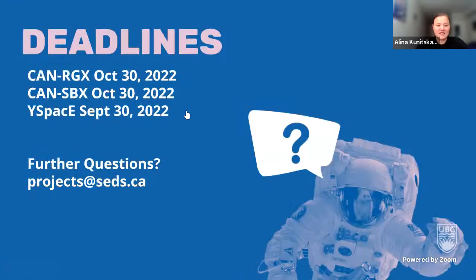And once again, the deadlines this year, CAN-RGX and CAN-SBX proposals are both due October 30th. So just over a month away. And YSpacE is due September 30th, which is actually the end of this week. But as we mentioned, it is a very quick application. So we hope you'll be able to fill it out in time.